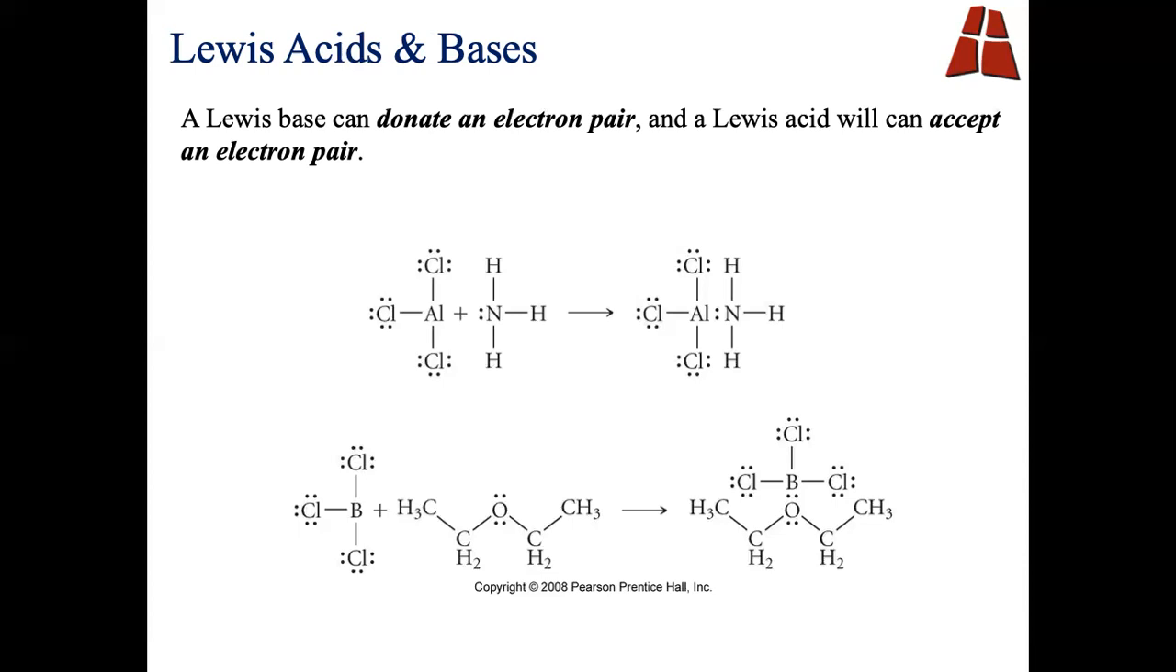For Lewis bases, it can be anything with a lone pair. And so in this second example, our Lewis acid is our BCl3. Again, compounds with boron tend to be Lewis acids. Our Lewis base is this organic compound called diethyl ether that has lone pairs. And so the lone pair donates into the BCl3, and we get a Lewis acid-base complex as our product.